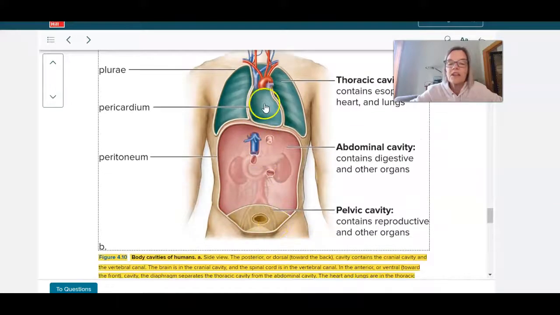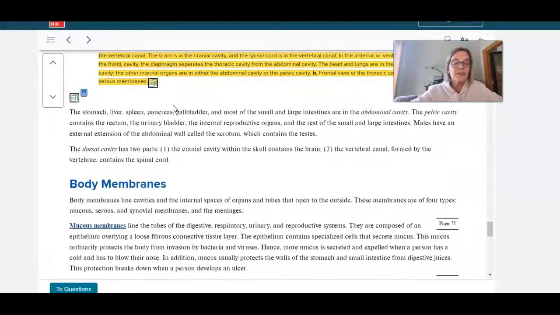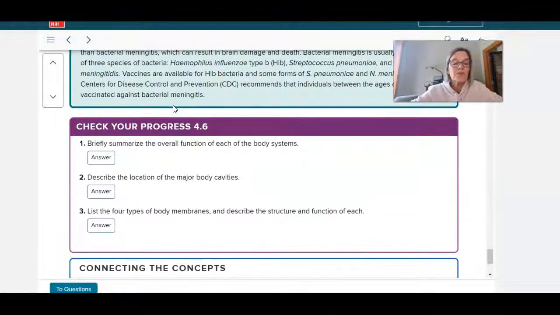The next picture is just showing you those cavities from a little bit different angle. And it also highlights these membranes, which I'm not going to ask you to know, but you will know if you take PAP. So there you go.